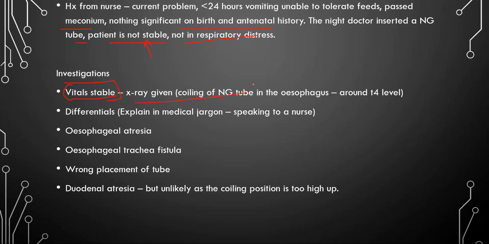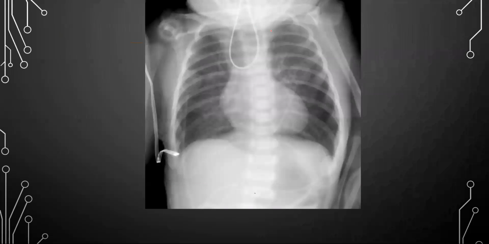On investigations, the X-ray was given, which showed coiling of the NG tube in the esophagus, and they ask for the differential diagnosis also. Some of the differential diagnoses could be esophageal atresia, tracheoesophageal fistula, wrong placement of the tube, and duodenal atresia. Now, this was the X-ray. If you look, this is the NG tube. An NG tube should never be coiled like that if there is a patent esophagus. Whenever this sort of coiling is there, we should think about either atresia or tracheoesophageal fistula.